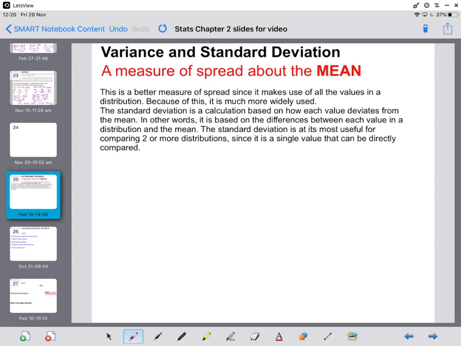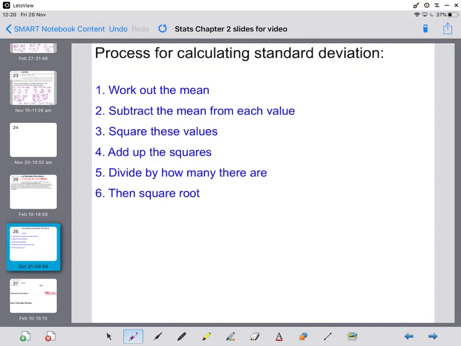Generally the process we're going to go through for calculating the standard deviation boils down to this. First of all, we work out the mean. We then subtract the mean from each value. We're going to square these values, because if we didn't square them, then when we added them all together, we'd end up with 0, because things balance out around the mean. So we need to make sure we're using the squared values, so we've got something we can work with.